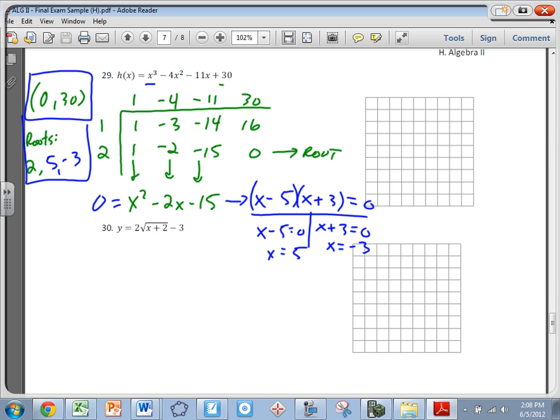Next, if we want some intermediate points that might help us out, or some end behavior to help us out, let's take a look. We've got an odd exponent, or an odd degree, and a positive 1 as a leading coefficient. When it's odd and positive, I think of a linear function going up like that. Because again, odd is like a linear function, even though it's cubic.